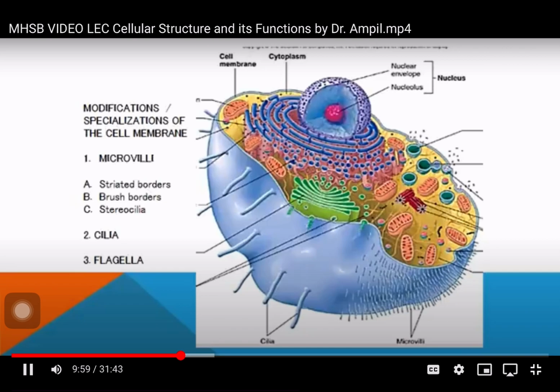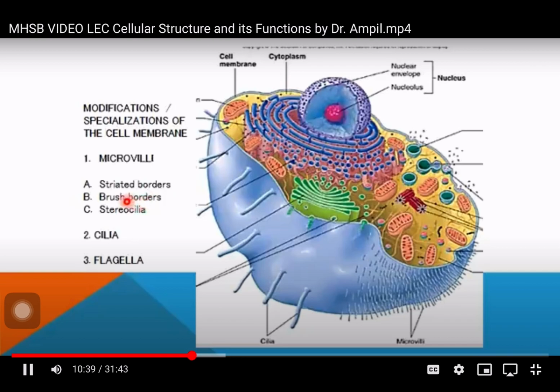Now we go into the modifications or specializations of the cell membrane, namely the microvilli, the cilia, and flagella. Microvilli are non-motile structures that increase the absorptive surface areas of the cells. Examples of microvilli are striated borders, brush borders, and stereocilia. Striated borders are found in cells lining the gastrointestinal tract, specifically the small intestines.